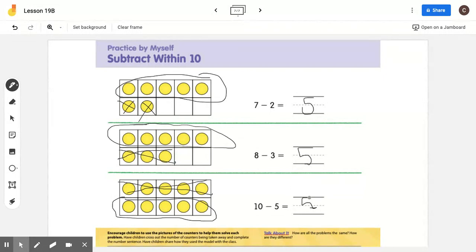Very good. So how are all of these problems the same? Right? They all used a 10 frame. They all ended with their answer being 5. How are they different? Yeah, the amount that we were taking away varied. Very good. So when you are subtracting within 10 using your mental strategies, I want you to see what's the quickest way of groups that you can take away to help you get to that number the easiest.